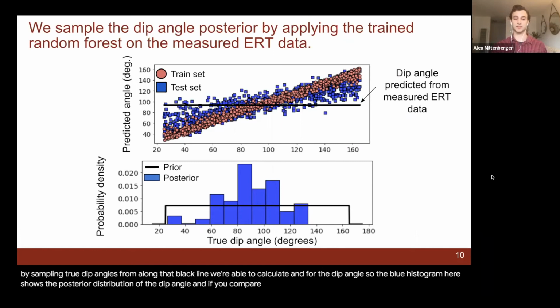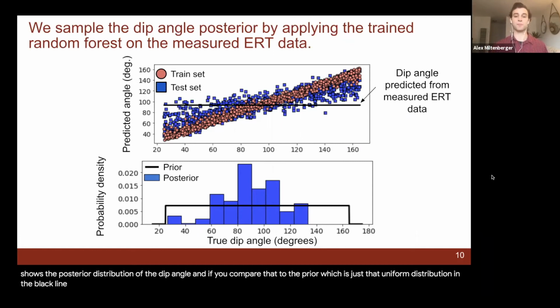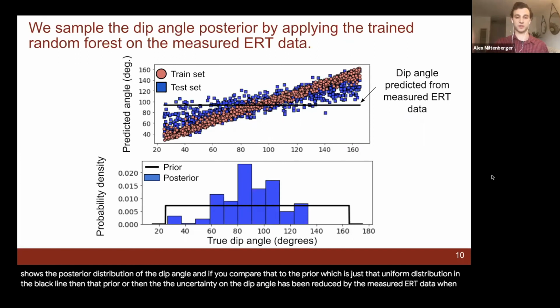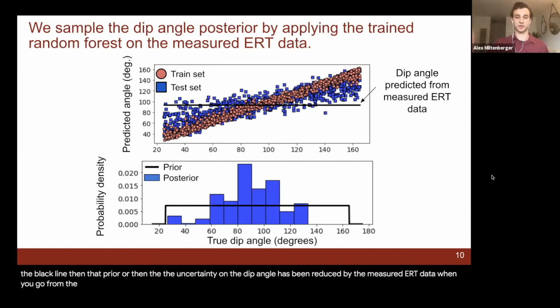And if you compare that to the prior, which is just that uniform distribution in the black line, then the uncertainty on the dip angle has been reduced by the measured ERT data when you go from the prior to the posterior. So it's more likely that the true dip angle is somewhere at a higher angle towards 90 degrees, or slightly off of 90 degrees, compared to what the prior distribution was.